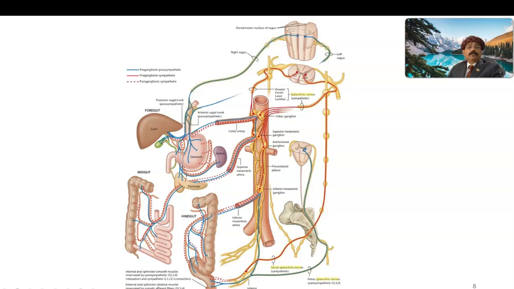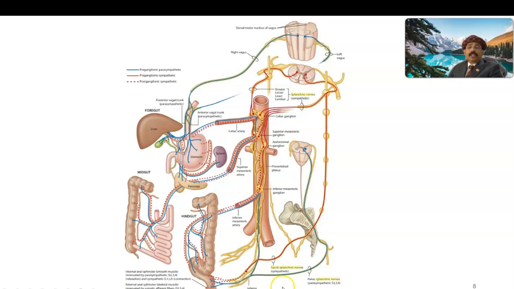Okay. So the pelvic splanchnic nerve provides the parasympathetic innervation of this part: the splenic flexure, descending colon, sigmoid colon, rectum, and upper part of the anal canal, along with other pelvic viscera, including the reproductive organs.